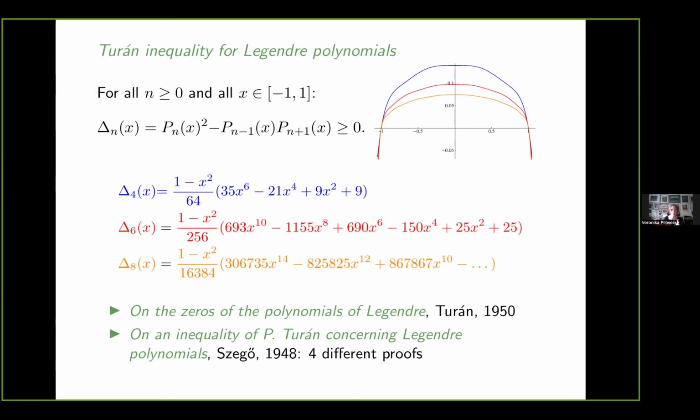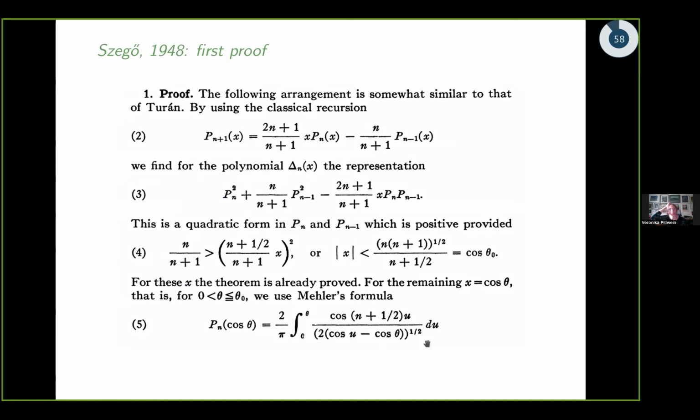This is a problem that is around since the mid 1900s. It was coined by Turan, and Szego in 1948 gave 4 different proofs for it. And since then, there have been many proofs. So people keep trying to prove this in different ways or variations or for other families of orthogonal polynomials. And I would like to just give a short sketch of one of Szego's 4 proofs. So here, this is from the original paper. This is the recurrence that I had displayed in the beginning.